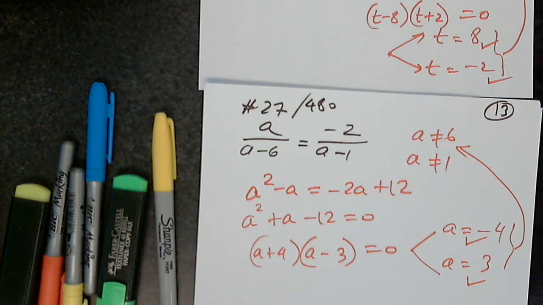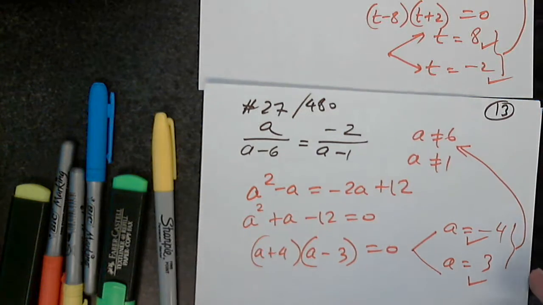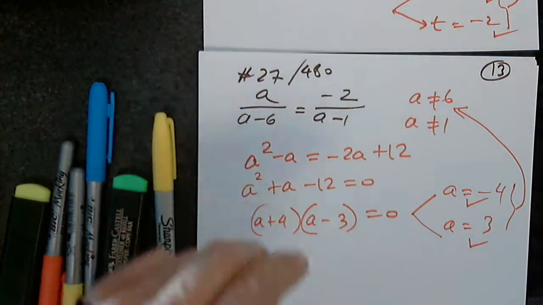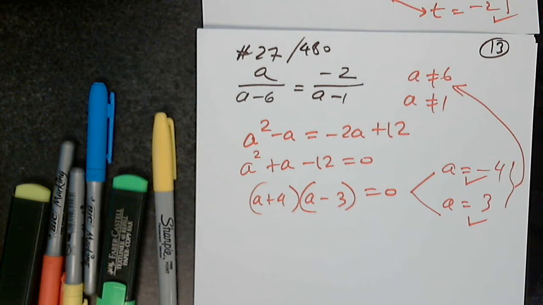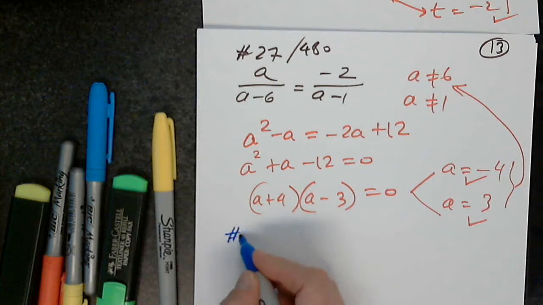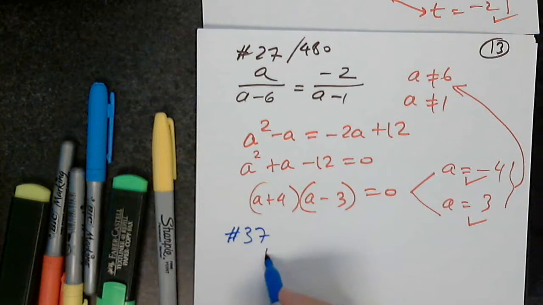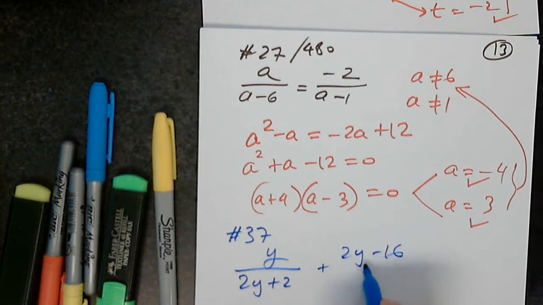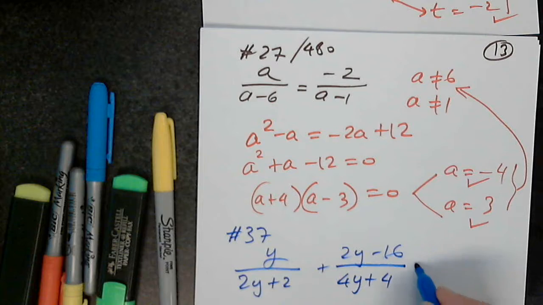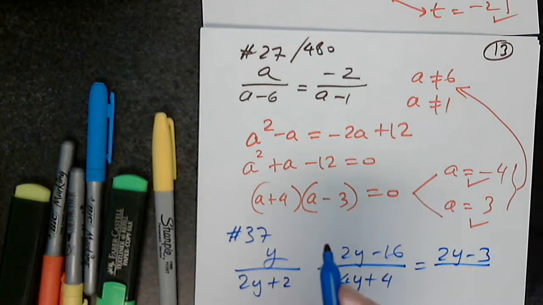Now let's look at the other one, which is obviously more difficult. But not too much, because we understood 7.4. So let me illustrate with one example or two, and then you will work on it. Any questions, please? Okay, 37. y divided by 2y plus 2 plus 2y minus 16 over 4y plus 4, and then equals, they say, 2y minus 3 divided by y plus 1.